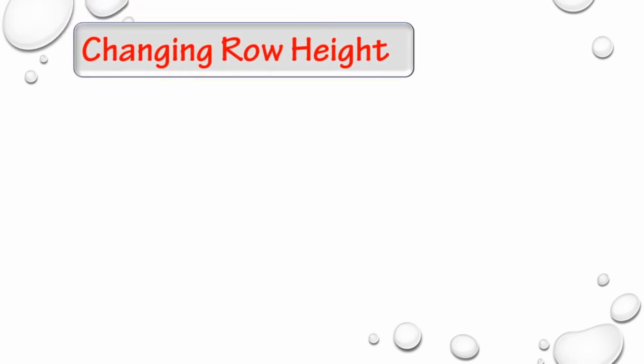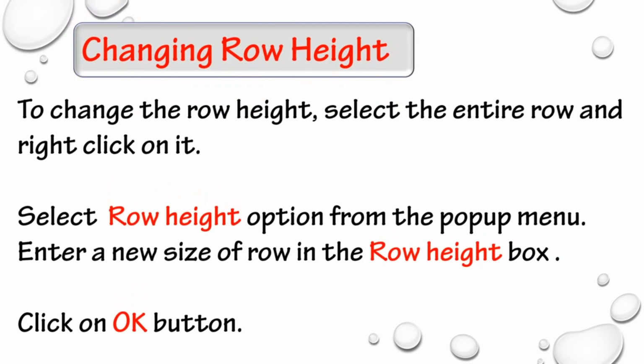Changing row height. To change the row height, select the entire row and right-click on it. Select Row Height option from the pop-up menu. Enter a new size of row in the Row Height box. After that, click on OK button.